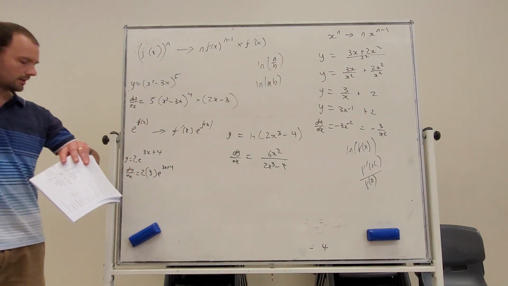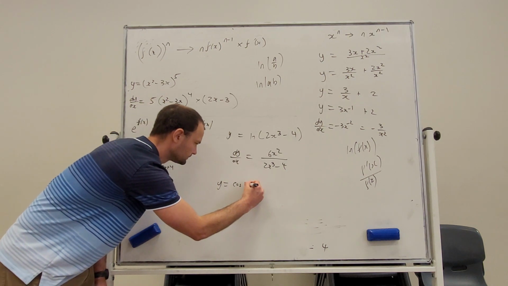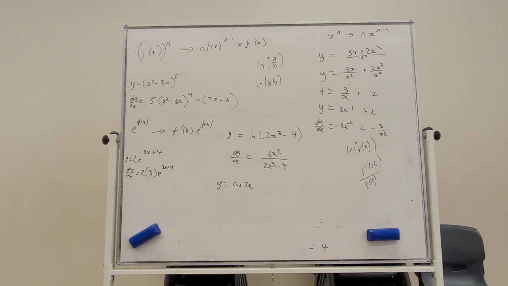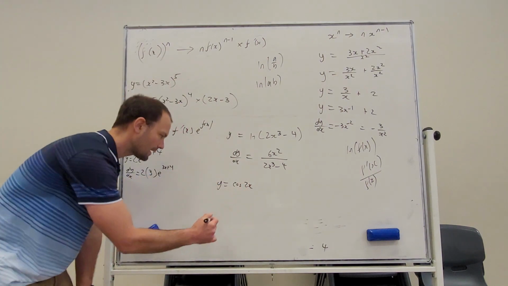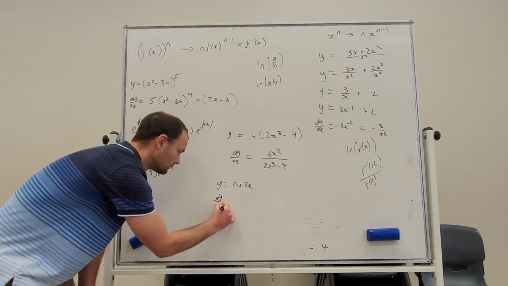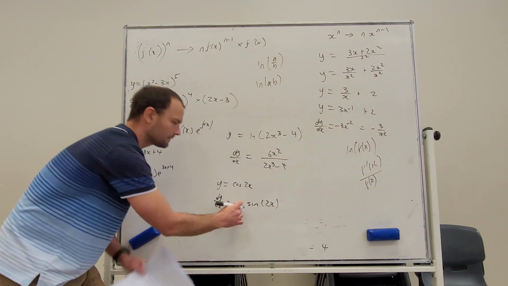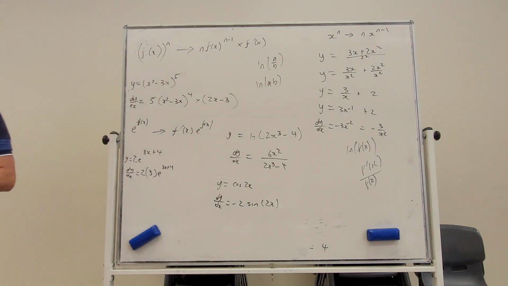Okay, and last one, cos of 2x. Okay, cos of f of x goes to negative f dash of x sine of f of x. So when we differentiate cos of 2x, minus 2 sine of 2x. Okay, negative f dash of x sine of f of x. All right, just following rules alongside.